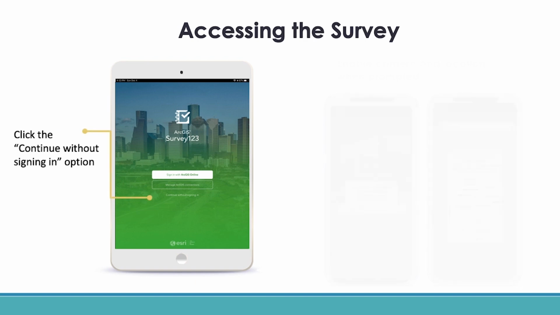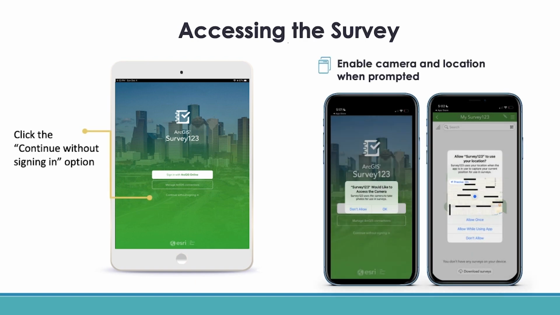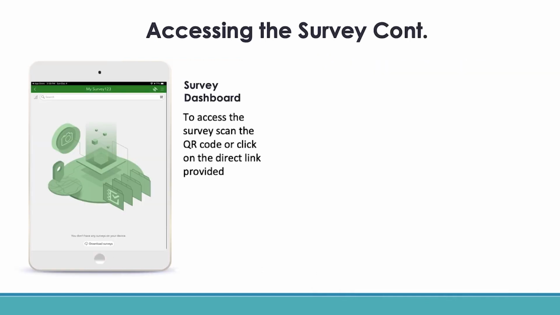Once you've downloaded and opened the Survey 123 app, you'll select the Continue Without Signing In option. You will also be prompted to allow the app to access your camera and location. I recommend allowing access to your camera if you plan to scan the QR code to access the survey, but it is not required. Please make sure that you select the option to allow Survey 123 to use your location when using the app. This is necessary to record and plot the exact location of each survey. Once you've done this, you'll be directed to a blank dashboard that looks like the image on your left.